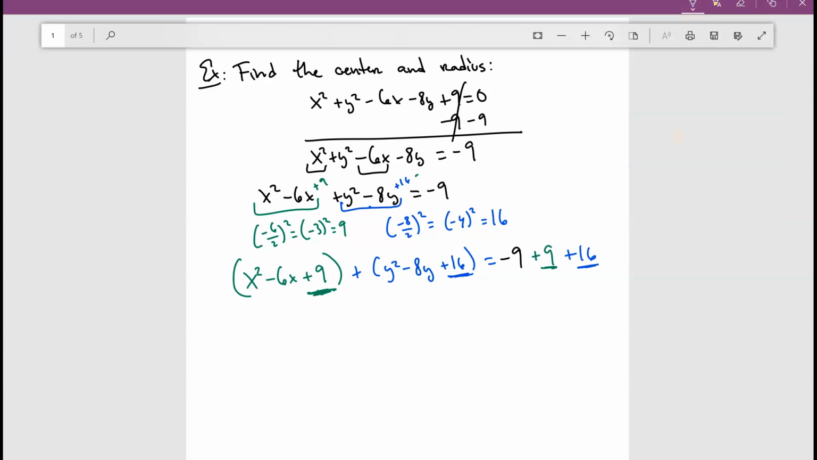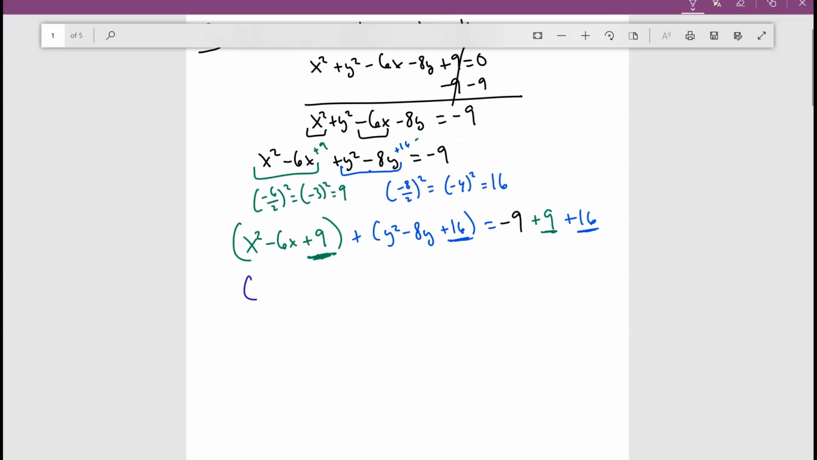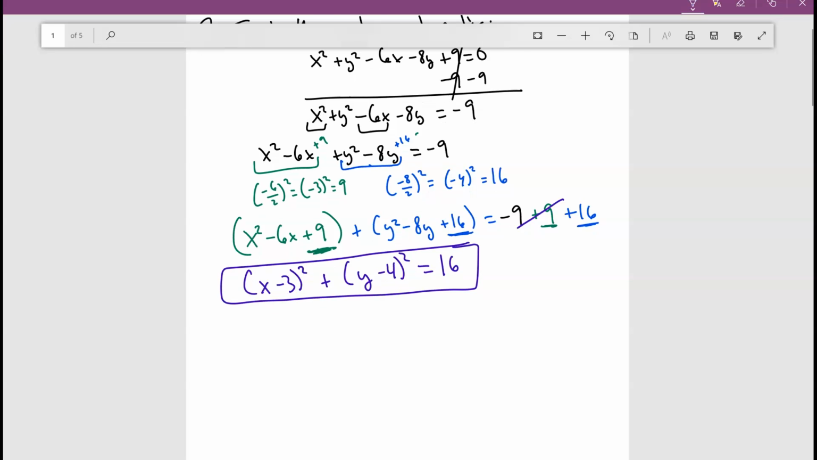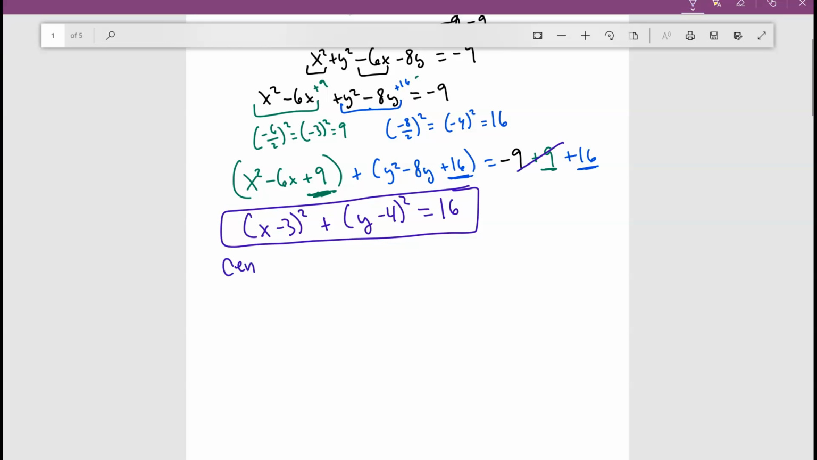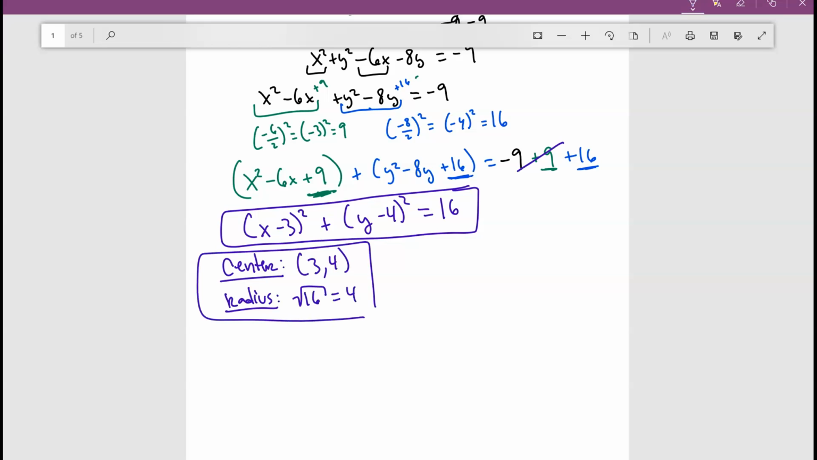Now all I have is just factoring. It's going to be x minus 3 squared, and y minus 4 squared. This is going to go away, and I'm left with 16. So this is my equation of the circle. Here, my center is going to be 3, 4. And my radius is going to be the square root of 16, which is equal to 4. And that's basically it.